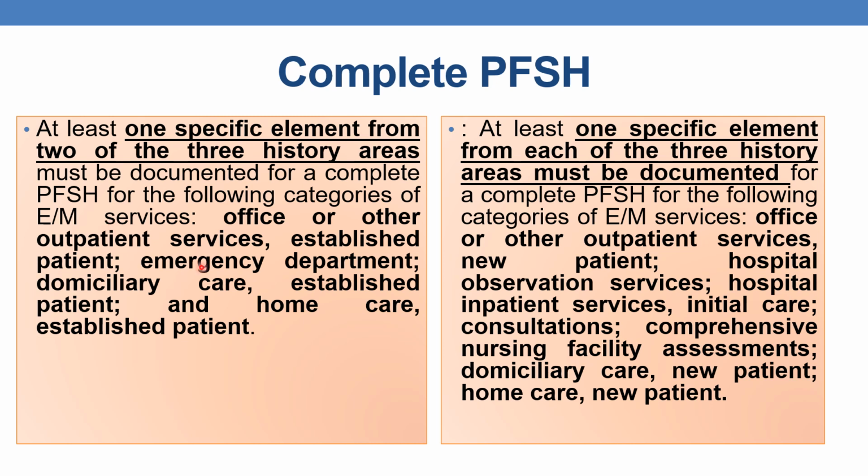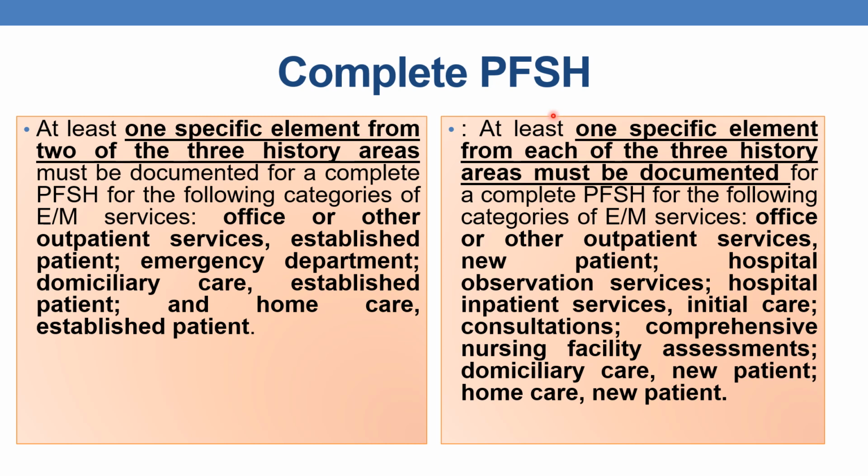Office and other outpatient services, established patient. For established outpatient service, 2 out of 3 areas are considered for complete PFSH. The same applies for emergency department, for domiciliary care established patient, and for home care established patient.